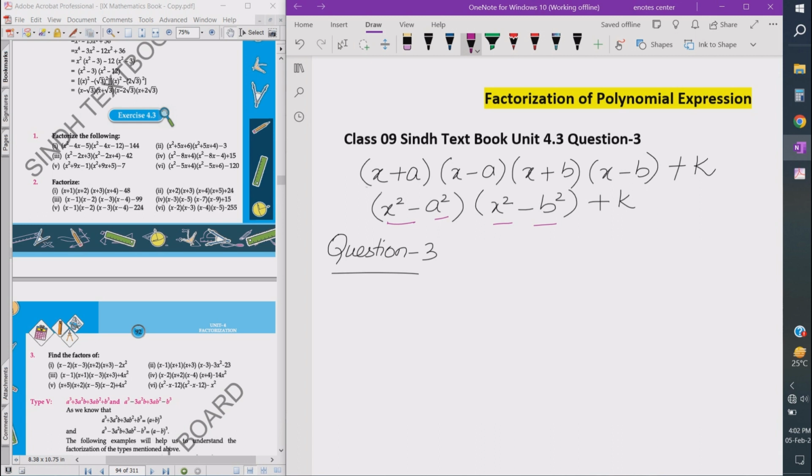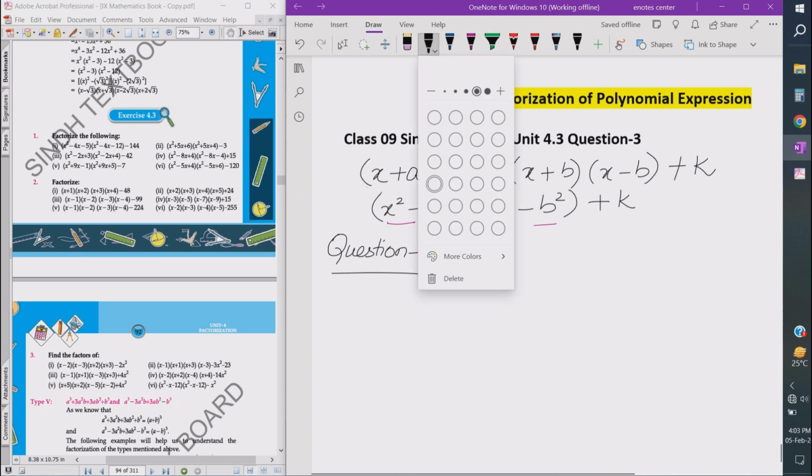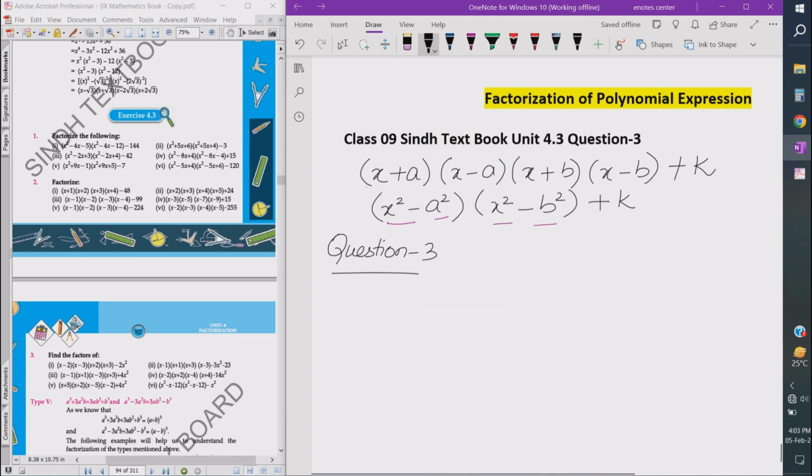So now we start unit 4.3 and question number 3. In question number 3 we have six parts. Today we will cover three or four parts here, and you can easily solve the other parts by using the same method. Now part 1 is (x plus 2)(x minus 3)(x plus 3)(x minus 2).